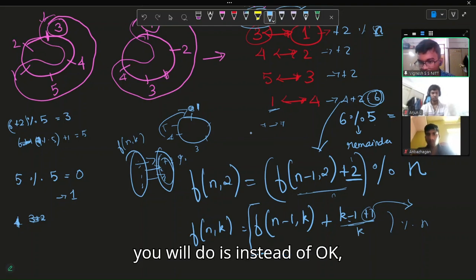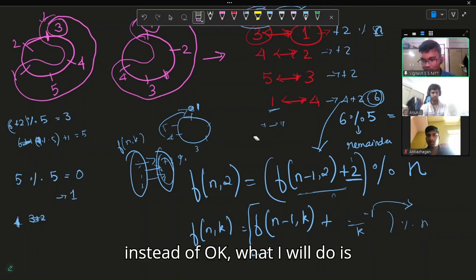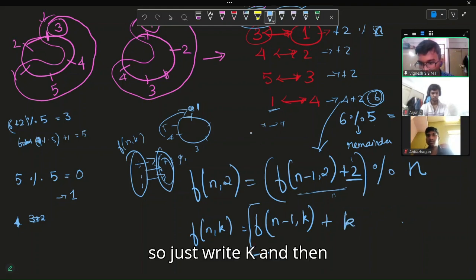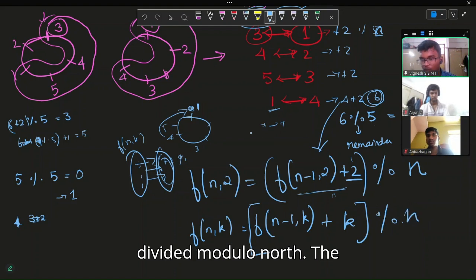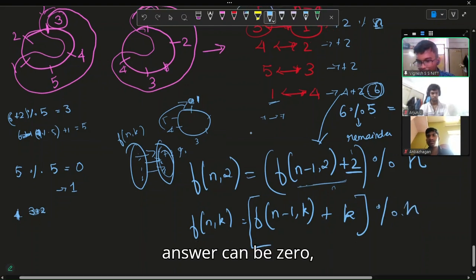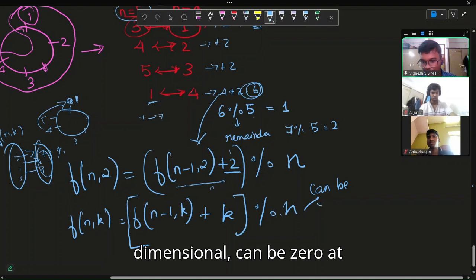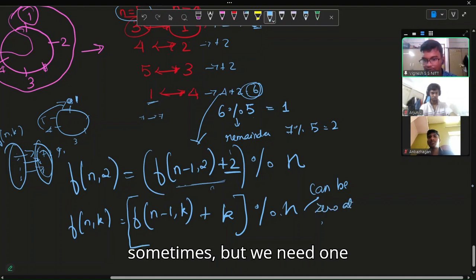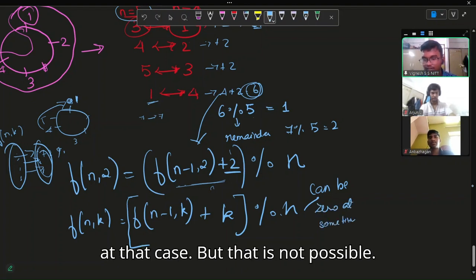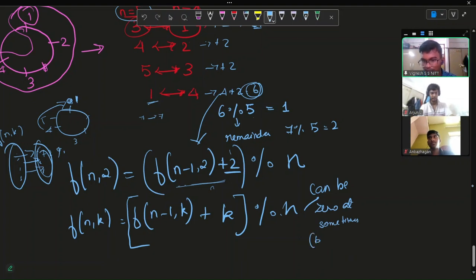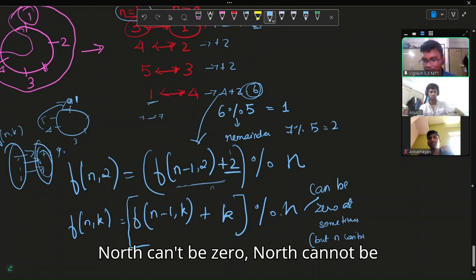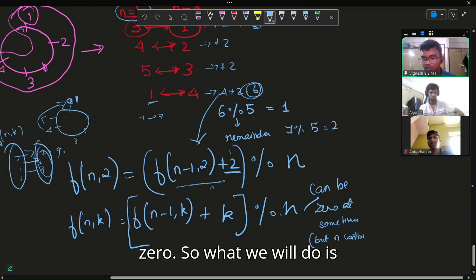So what I will do is just write k and then modulo n. The answer can be 0 sometimes, because the screen is not that good. But we need 1 in that case, and that is not possible. N can't be 0. N cannot be 0.